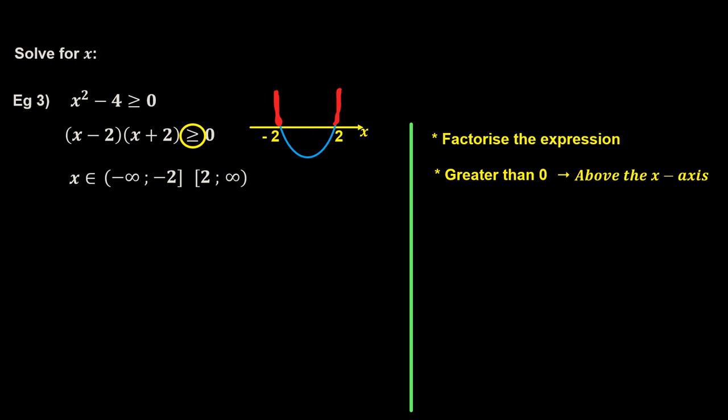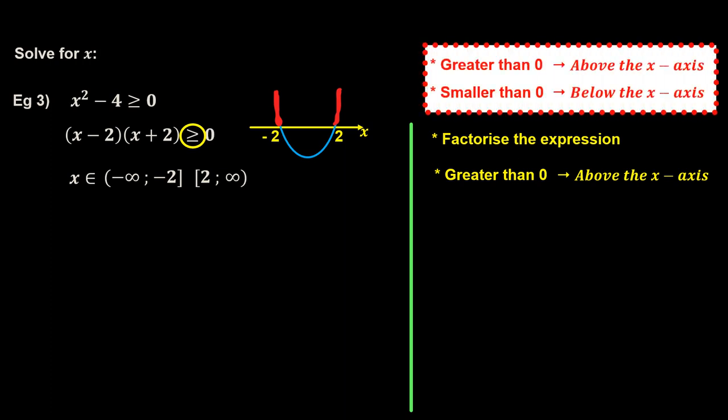We don't use the y-axis at all in solving inequalities, so for now we're just going to ignore it. We will use it again when we start sketching quadratic functions in a few months' time. To summarize quickly, if you're looking for a solution that is greater than 0, you're looking for the area above the x-axis. And if you're looking for a solution smaller than 0, you're looking for the area below the x-axis.